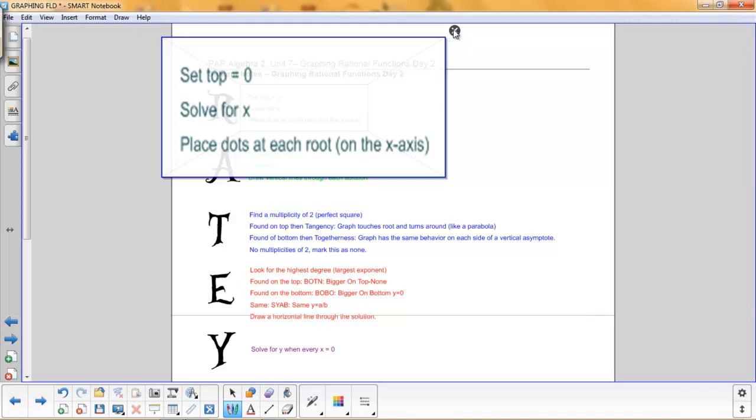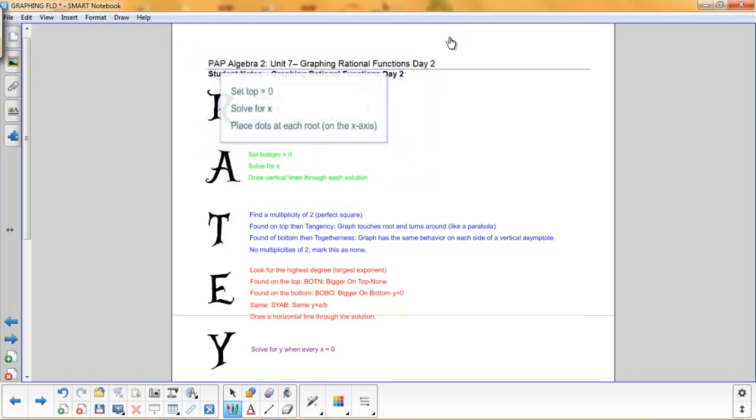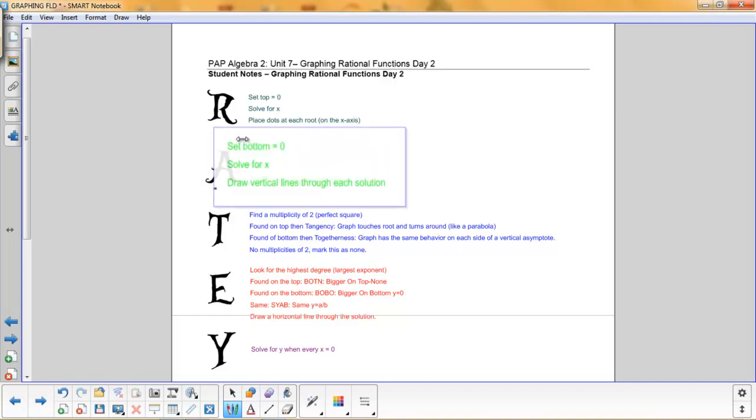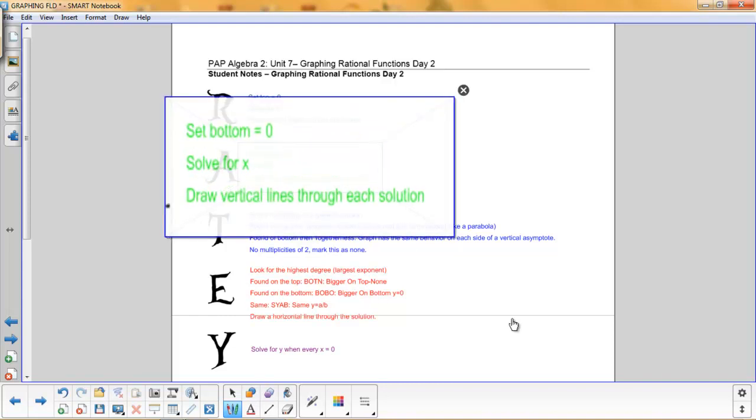Now, the reason why this is effective is that we can give you a step-by-step process to help you get parts of these problems correct, and hopefully that will help you get some idea and some linking between each part of this graph. Our next part of the acronym stands for asymptotes. Asymptotes, specifically vertical asymptotes, because we're setting the bottom of the fraction equal to 0 and solving for x. We'll be drawing vertical lines through each one of those solutions when we find them.